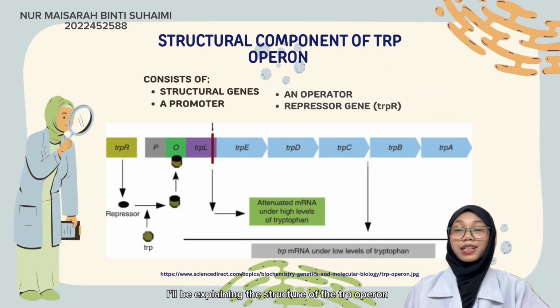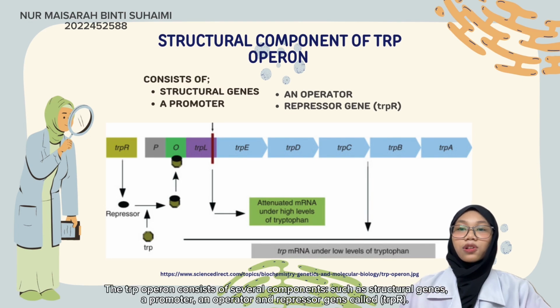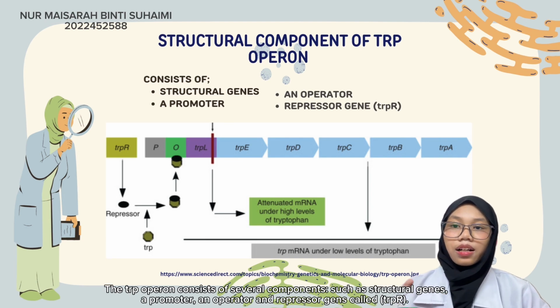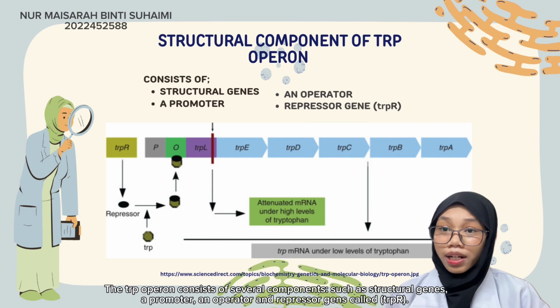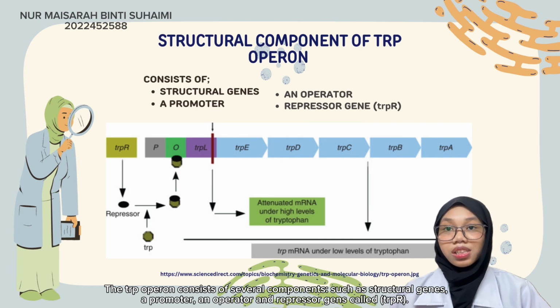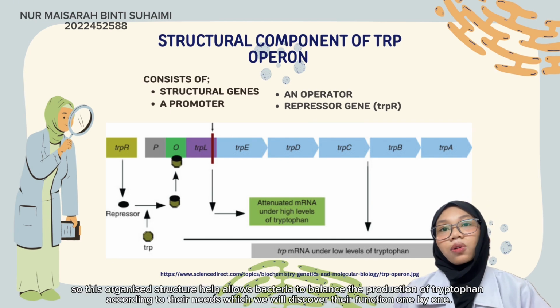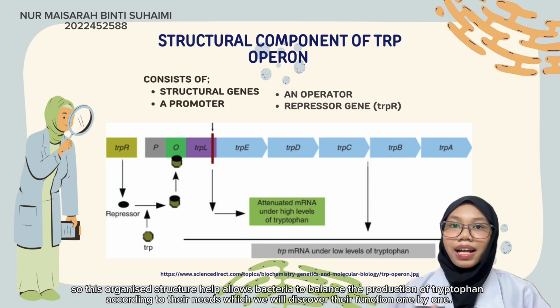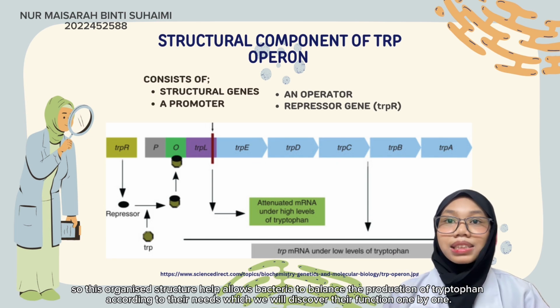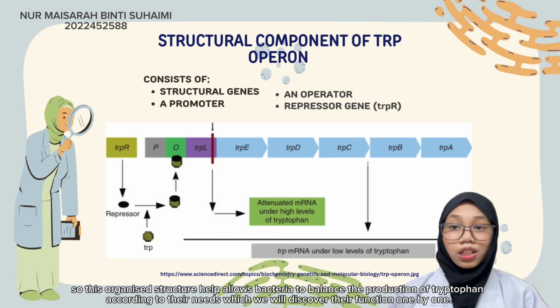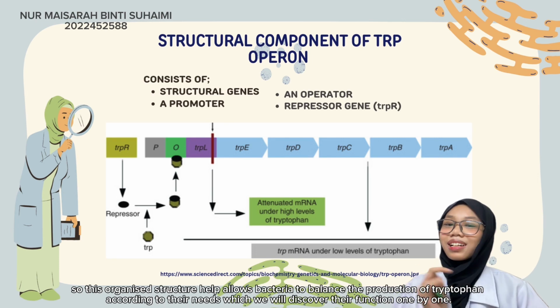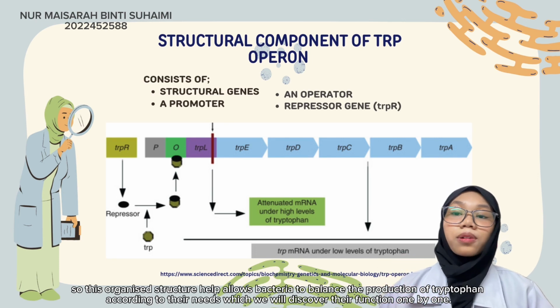Now, I'll be explaining the structure of the TRP operon. Generally, we know that the TRP operon consists of several components such as structural genes, a promoter, an operator, and a repressor gene called TRPR. This organized structure allows bacteria to balance the production of tryptophan according to their needs, and we will discover their functions one by one.